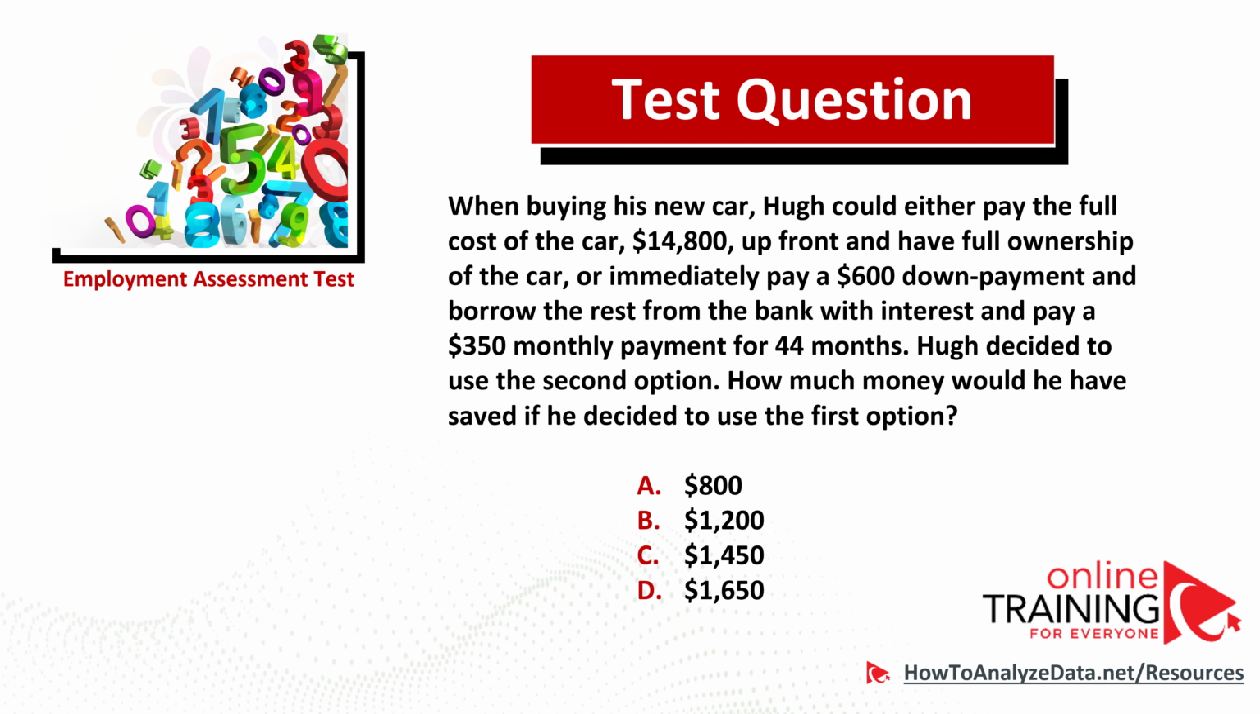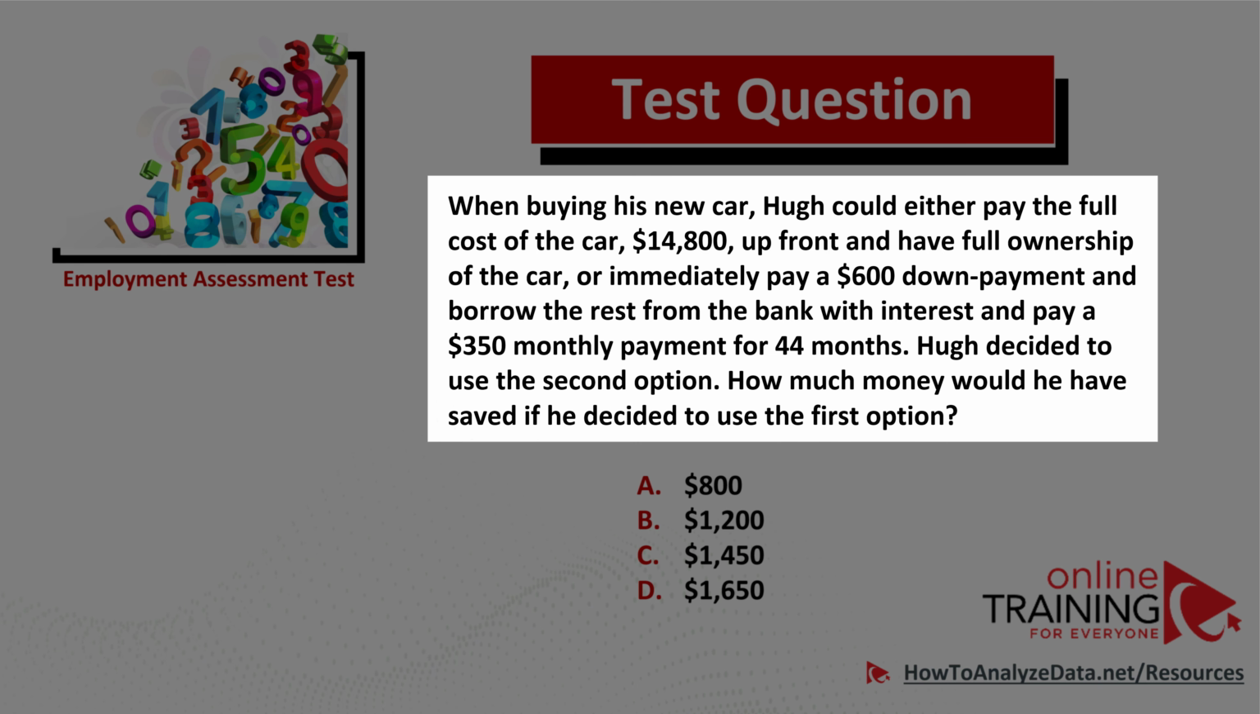Let's look at the interesting question we frequently see as part of employment assessment test, which validates your knowledge of money borrowing, business math, and numerical reasoning. When buying his new car, Hugh could either pay the full cost of the car in the amount of $14,800, and he can pay it upfront and have full ownership of the car, or immediately pay $600 down payment and borrow the rest from the bank with the interest, and pay a $350 monthly payment for 44 months. Hugh decided to use the second option. How much money would he have saved if he decided to use the first option?